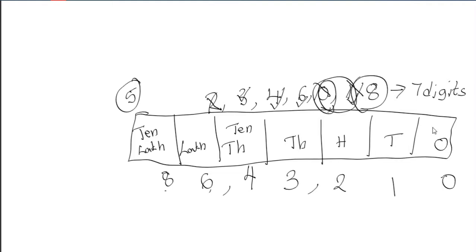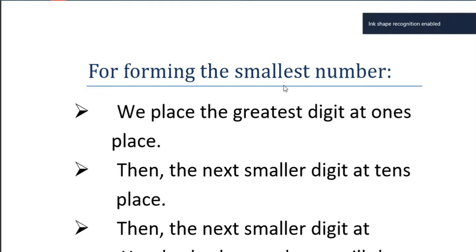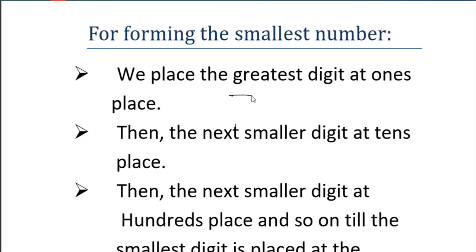So let's move to the smallest number, children. So let's know how to write the smallest number. Before that, you have to follow these 4 rules. The first one: in the ones place you have to write the greatest digit. In the greatest number, we were writing the smallest digit at ones place; here you have to write the greatest digit at ones place.